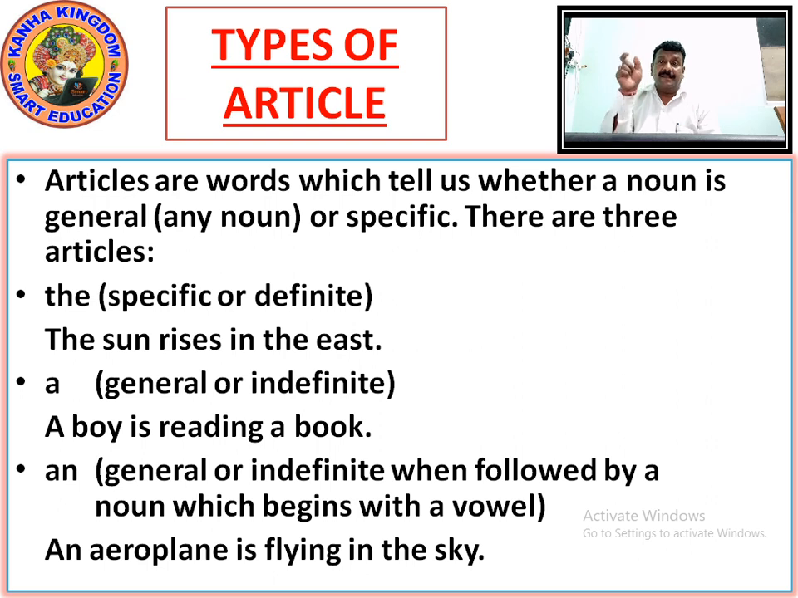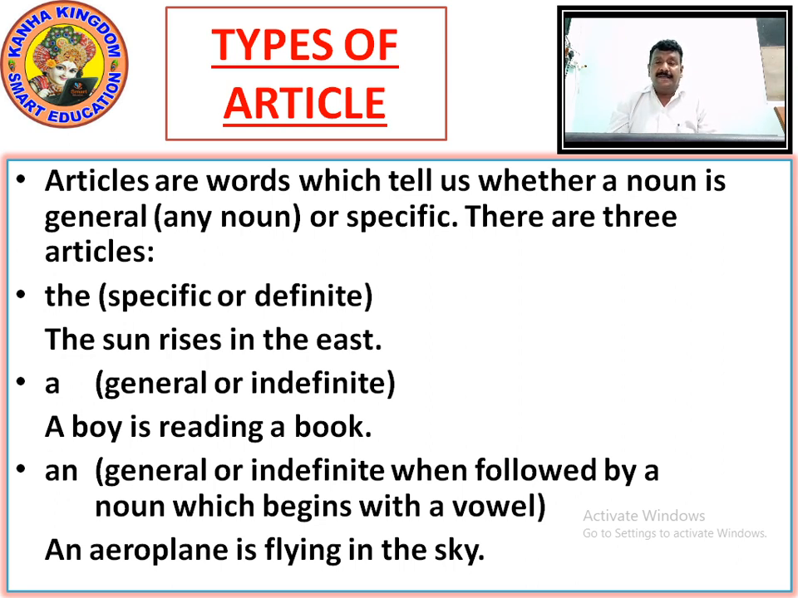The sun rises in the east. When we say this, it is the specific thing. The sun rises in the east. A boy is reading a book. Here it is indefinite. A book, what? It's not a specific book. It's not something particular. He's generally saying that it's a book.